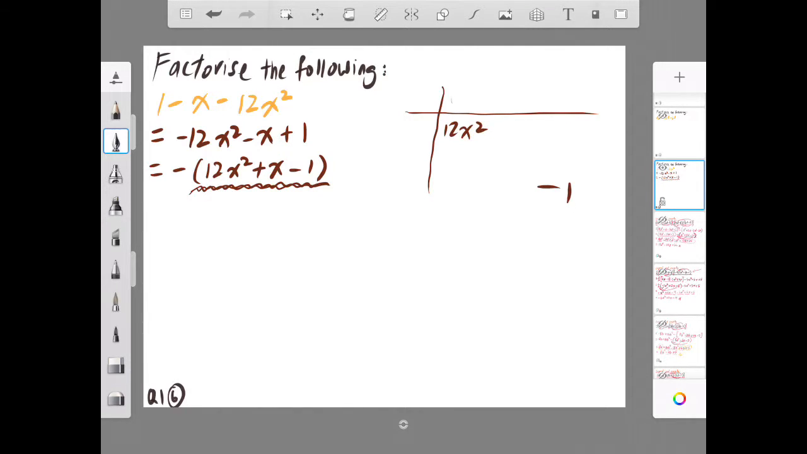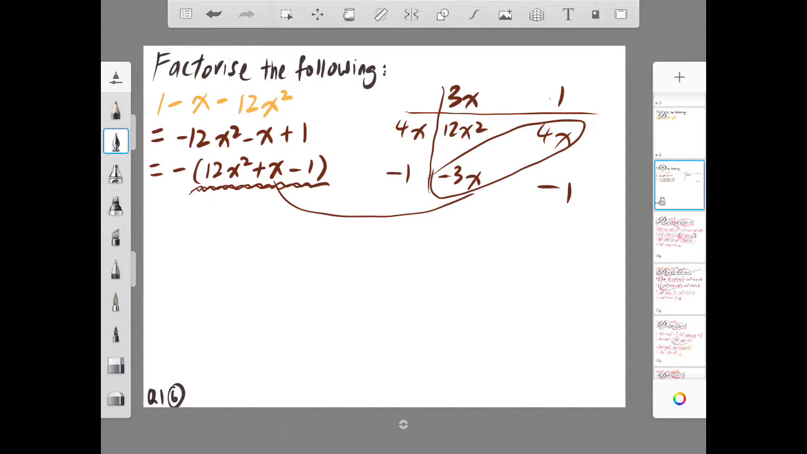After doing some mental calculation, it will be 3x, 4x, and then 1 and negative 1. Negative 1 times 3x will be negative 3x, and 4x times 1 will be 4x. So this adds up to become x, which is over here. So it equals negative, the negative sign will stay outside, so remember to write the negative sign. So negative, open bracket, 4x minus 1, close bracket, and 3x plus 1, close bracket. This will be the factorized form of this algebraic expression.